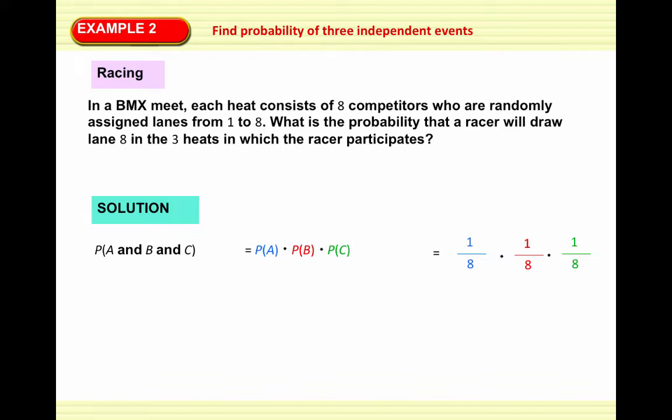Since each assignment is at random, they should be independent of each other, and so the probability of A and B and C is going to be the probability of A, which is getting lane 8 in the first race, so that's 1 out of 8. Probability of B is still going to be 1/8, and probability of C for that last race is still going to be 1 out of 8 as the probability of drawing that particular lane. And so we get a product of 1 out of 512, which is about 0.00195, so about 2 times out of 1,000 that would happen.